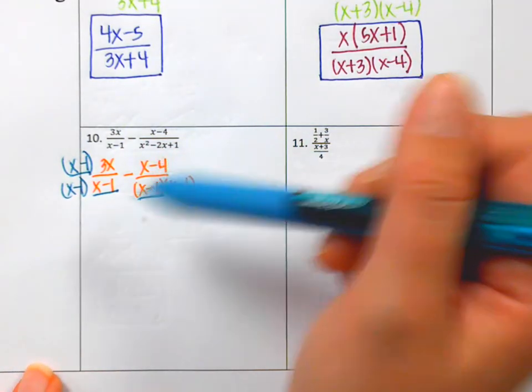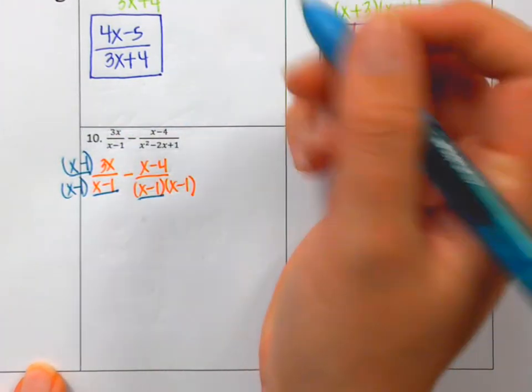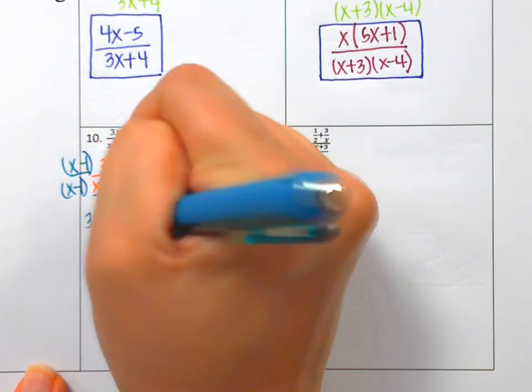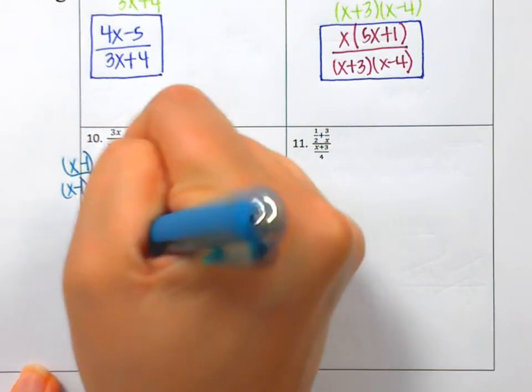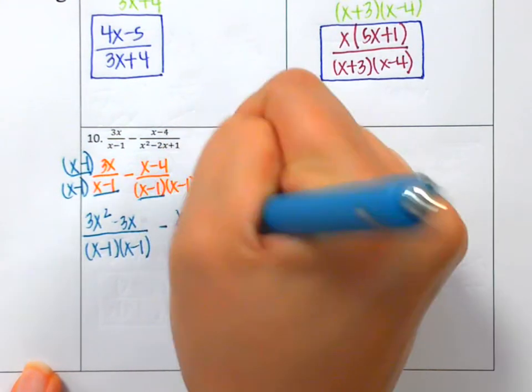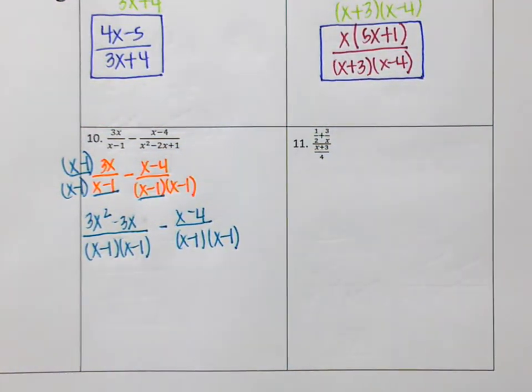And now I need to make sure to completely multiply the numerators before moving on. So 3x times x is 3x squared. 3x times negative 1 is negative 3x. And then my denominator is x minus 1 times x minus 1. Okay, now that the numerators are completely multiplied out, I can now combine like terms. So I want you guys to try this next step on your own. Pause me here, come back, check to see if you did it correctly.